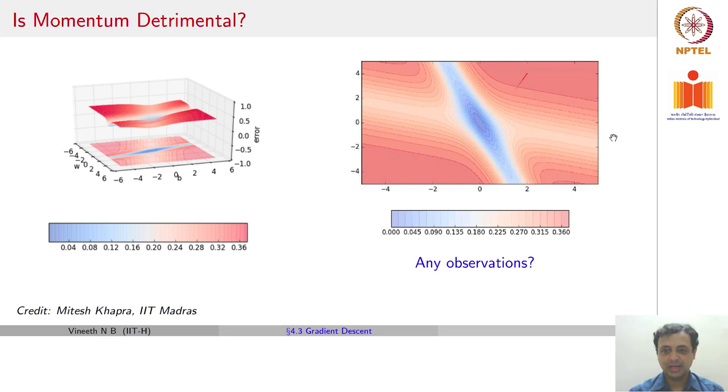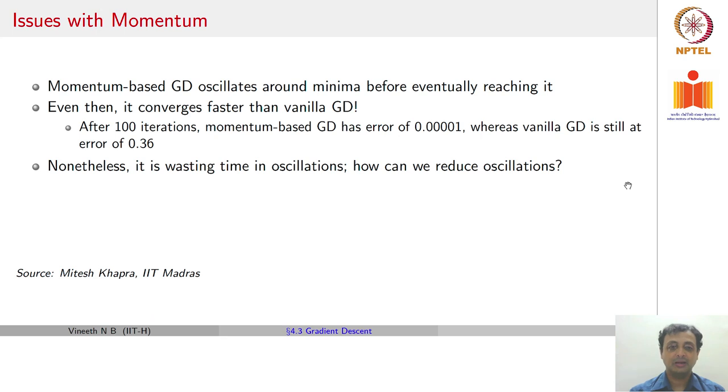You can see the red line again. It seems to be shooting forward and it reaches the region of the minima, then keeps oscillating and finally gets to the minimum. Let's try to summarize that. Clearly, momentum-based gradient descent oscillates around your minimum before eventually reaching it. Even then, it converges much faster than vanilla GD.